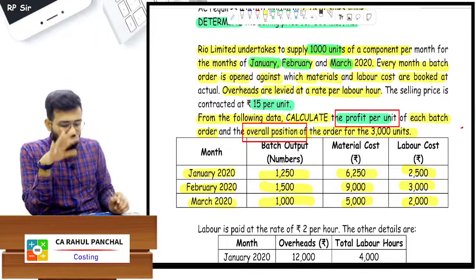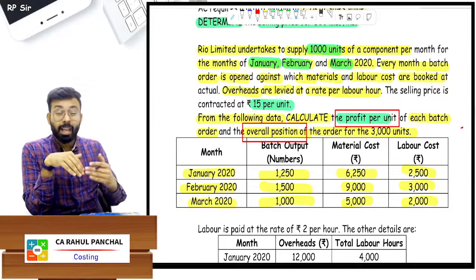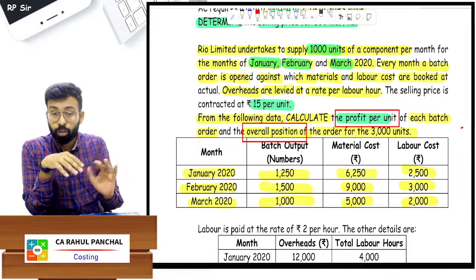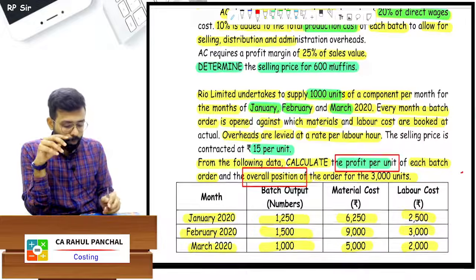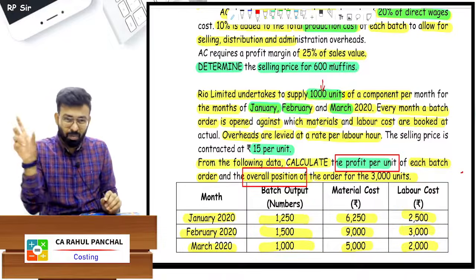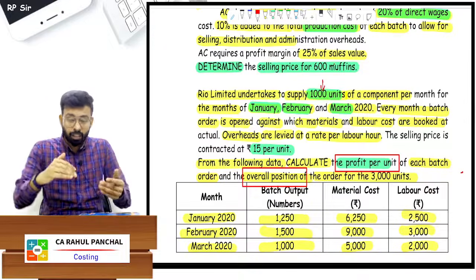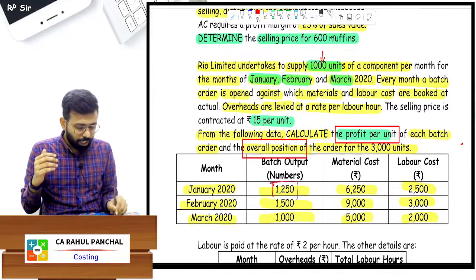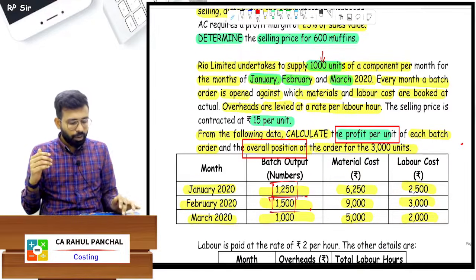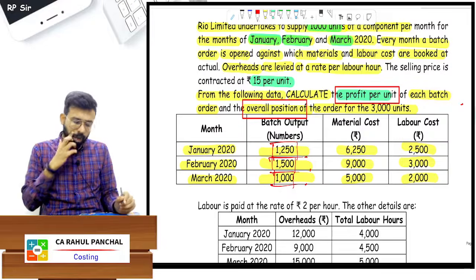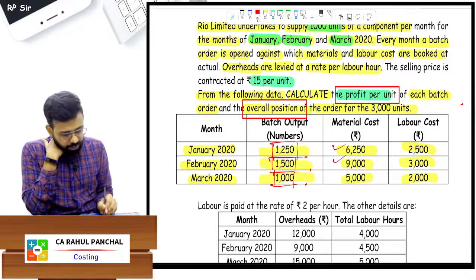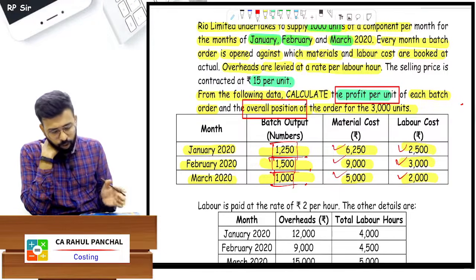Even though there is an order, the company produces for other customers also. So what we produce is 1000 units for one customer, but there are other customers also. In Jan we produce 1250, in Feb we produce 1500, in March we produce 1000 units. Against that your labor and material cost is booked.